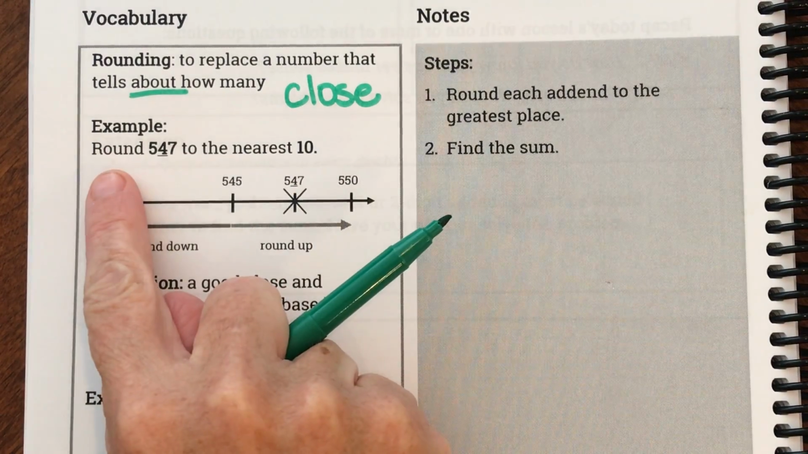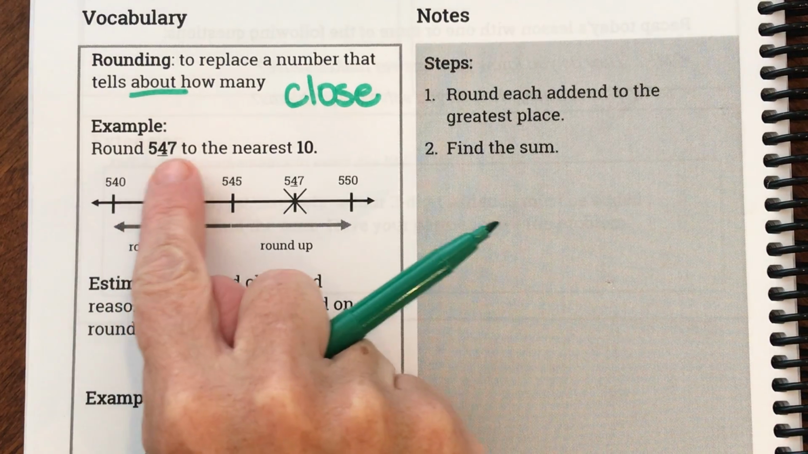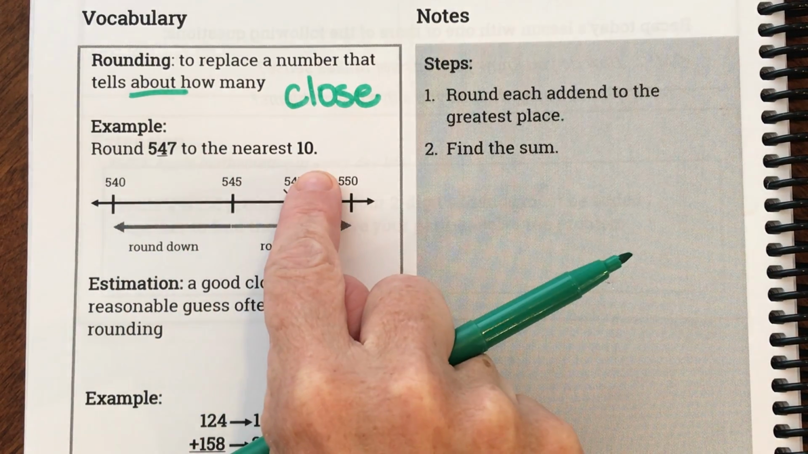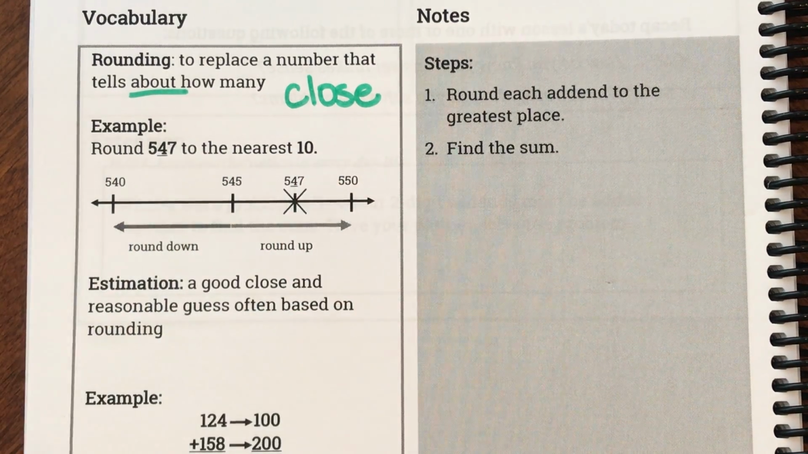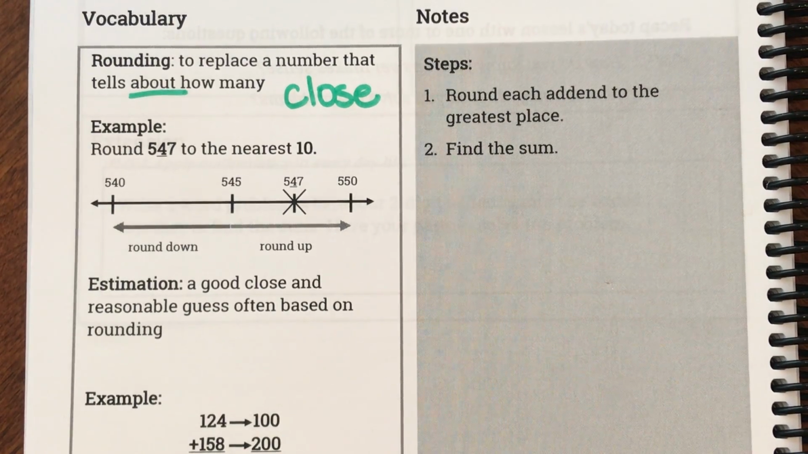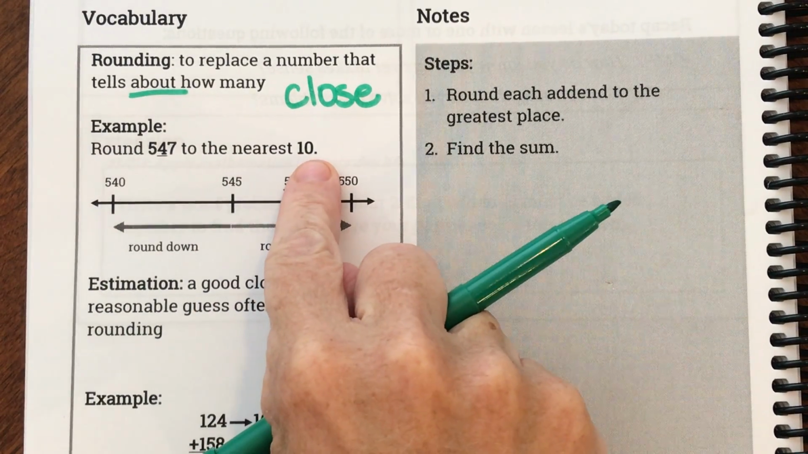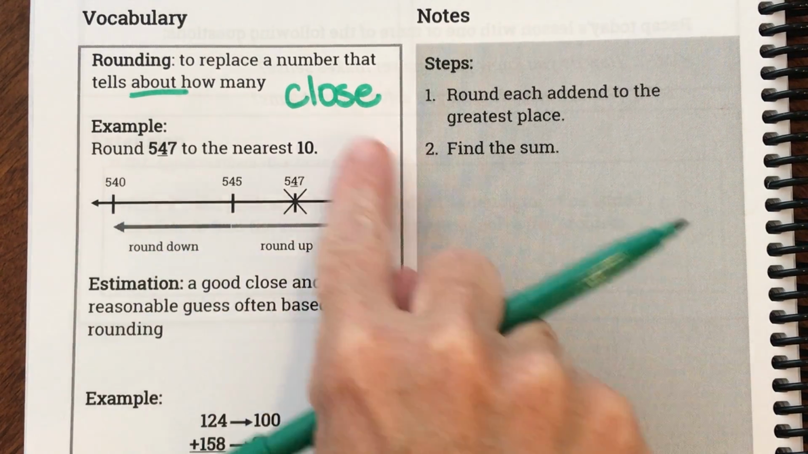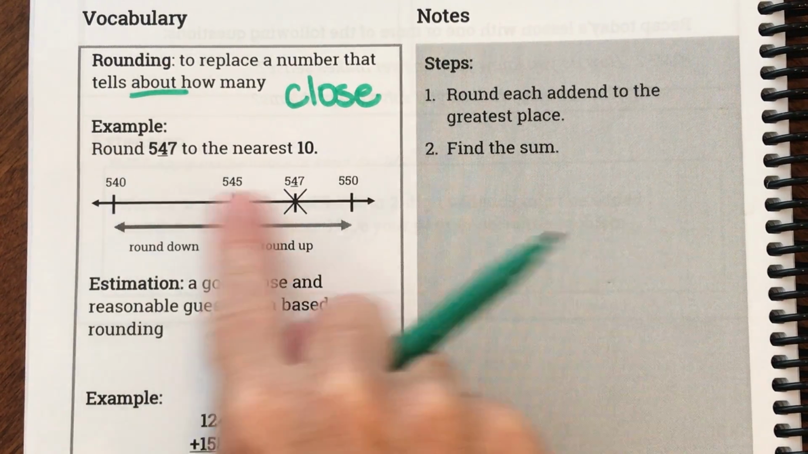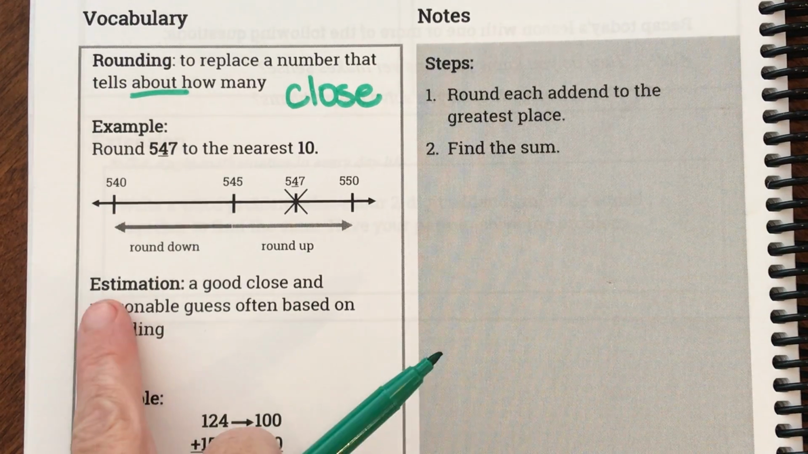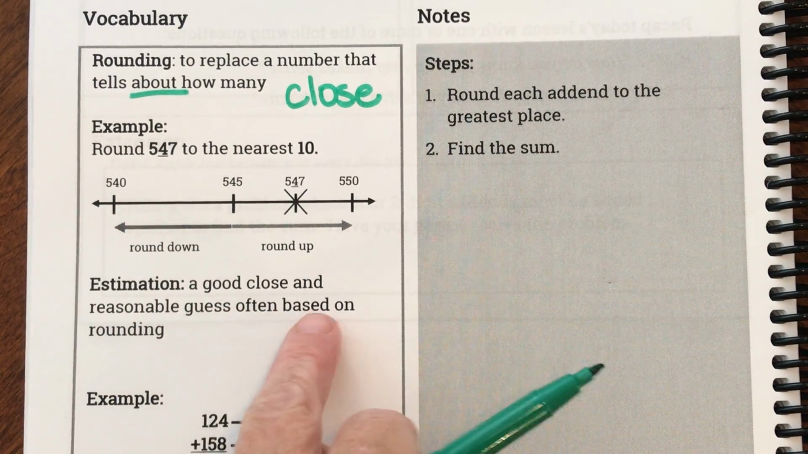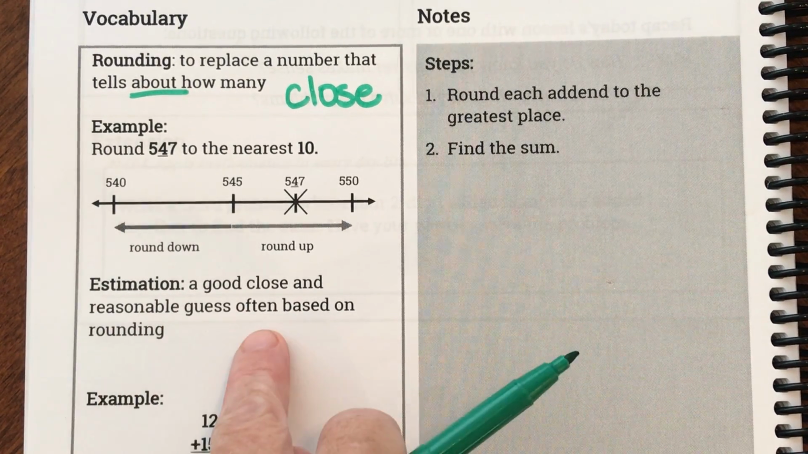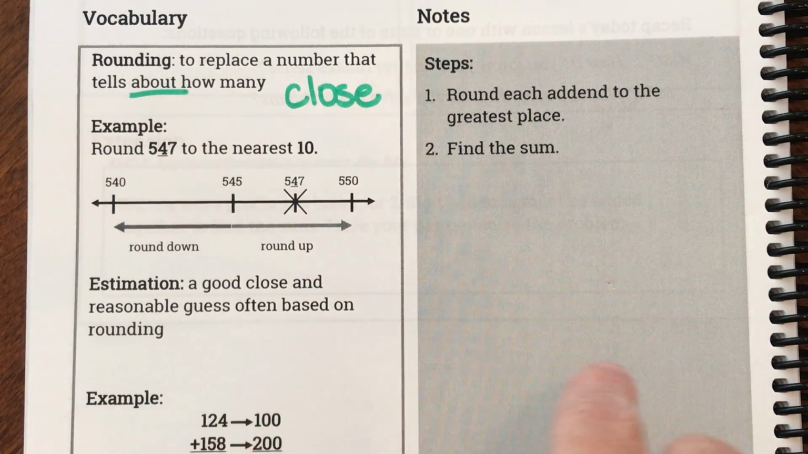So here's an example. It says round 547 to the nearest 10. Now, when we round today, we're not going to be rounding to the nearest number. We're going to always be rounding to the greatest place value. So this is their example, but I'm going to show you a better one. Okay, and then it says estimation means a good, close, and reasonable guess, often based on rounding.